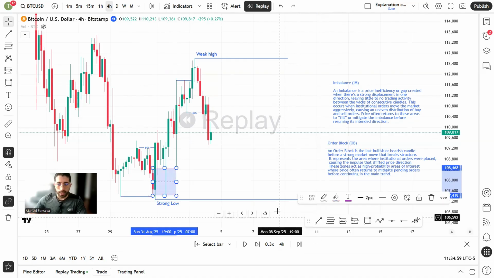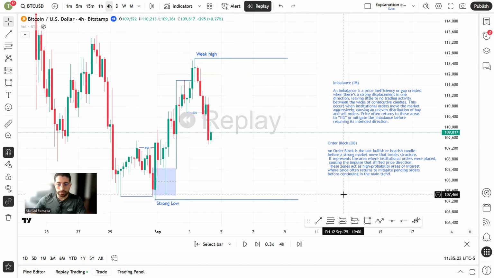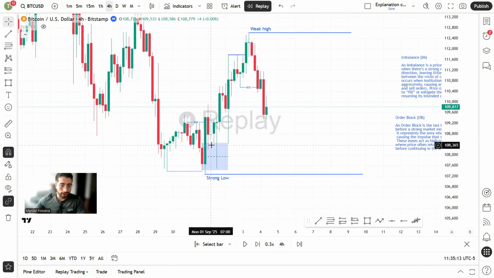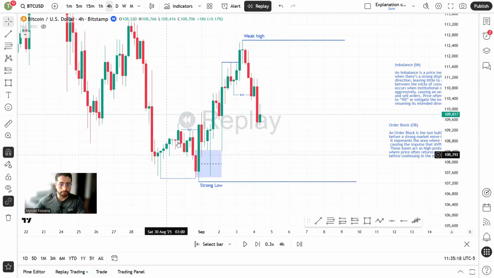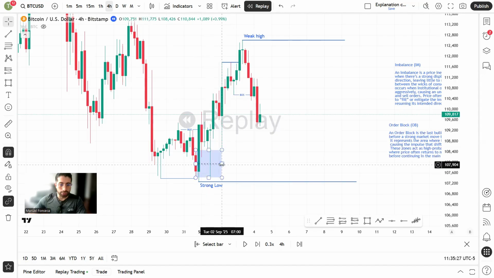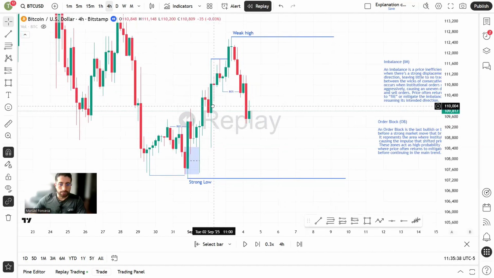After this, remember that these areas or zones act as high probability areas of interest where the price often returns to mitigate pending orders before continuing with the market trend. Since this is the beginning of a bullish range, what the market did after this break of structure was keep pushing up, and then with this huge candle, it mitigates the orders of the people who were selling here, mitigating pending orders right here, and then the price follows the main trend, which in this case was bullish, right?